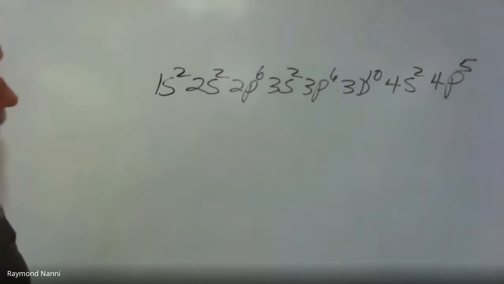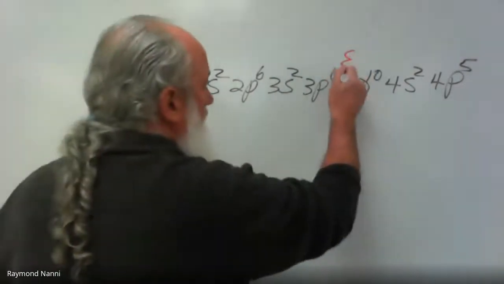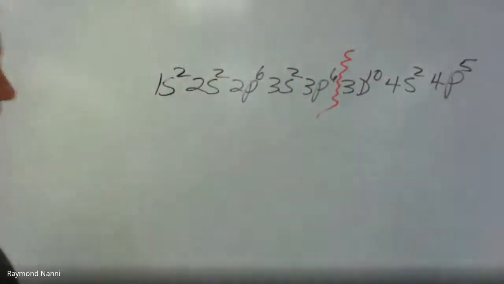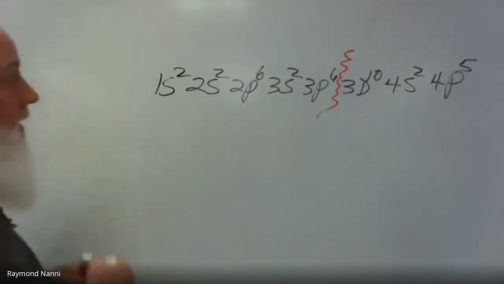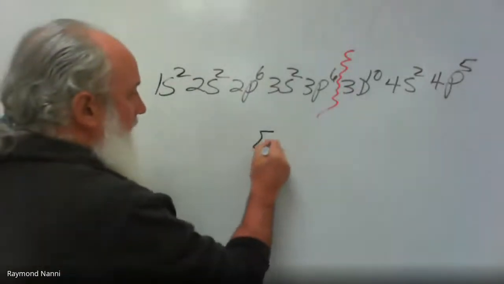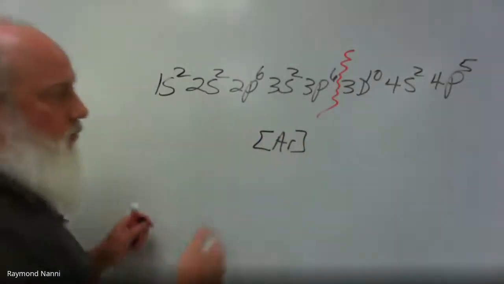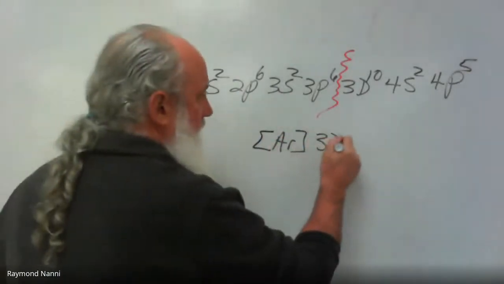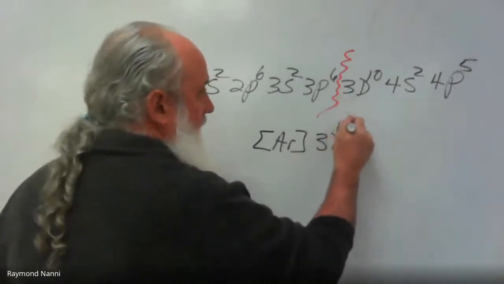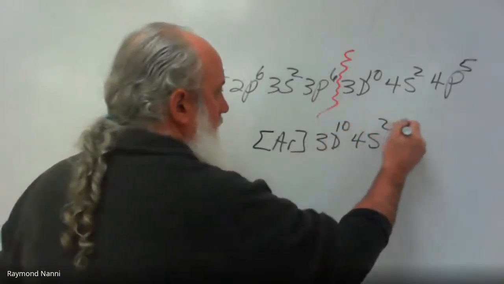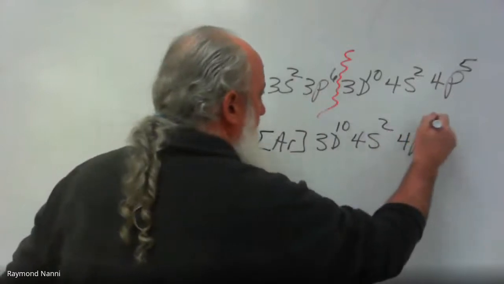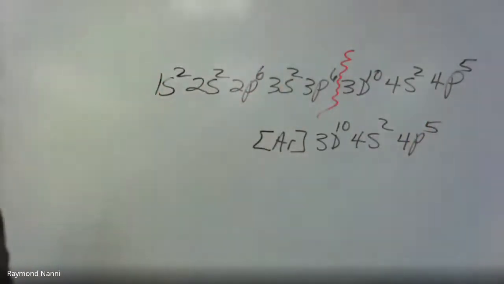Now, that's where we're going to put our squiggly line. There it is. To the left of this squiggly line is argon. And then we're just going to write what's left on the right-hand side of our squiggly line: 3d10, 4s2, 4p5.